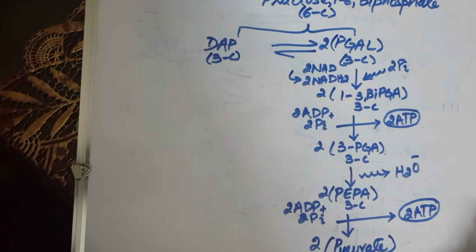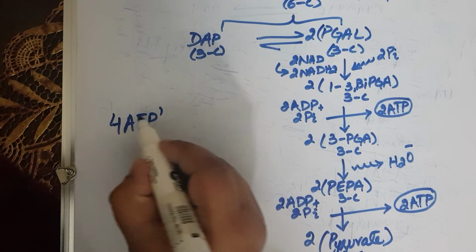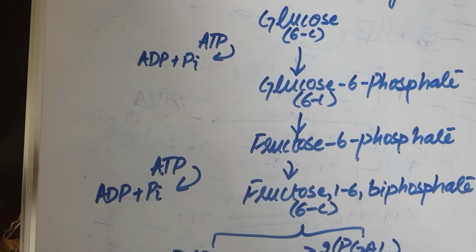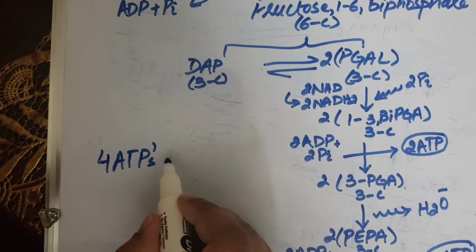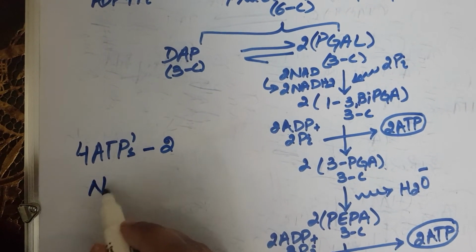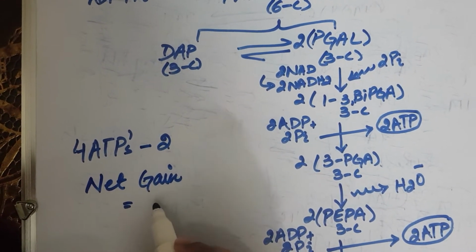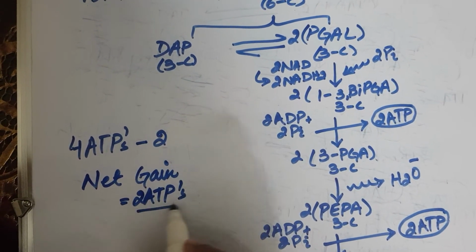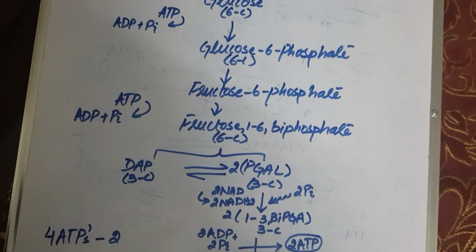At the end, we have 4 ATPs produced. But 2 ATPs are utilized in the preparatory phase of glycolysis. So we'll minus 4 minus 2, and then the net gain of ATPs in glycolysis is 2 ATPs. This is the whole process of glycolysis.